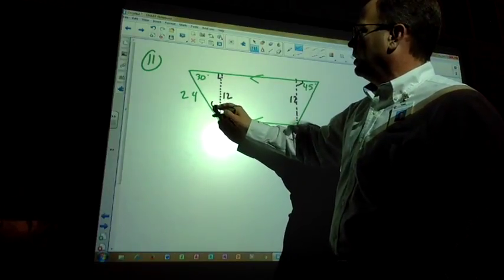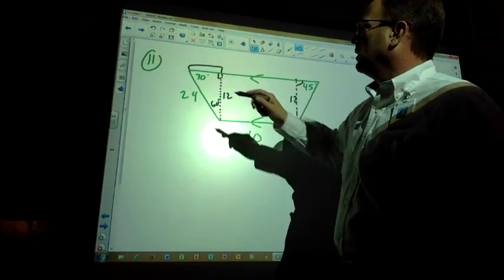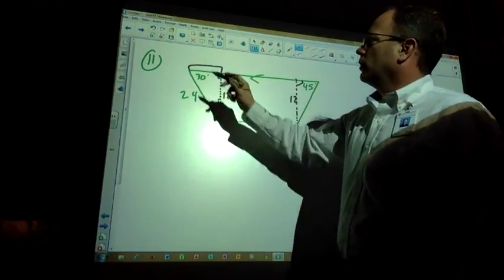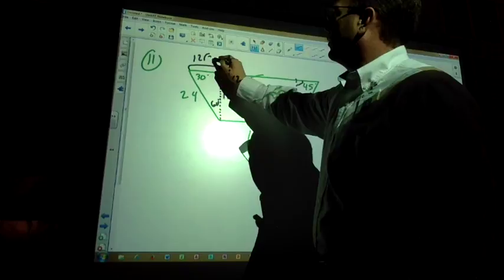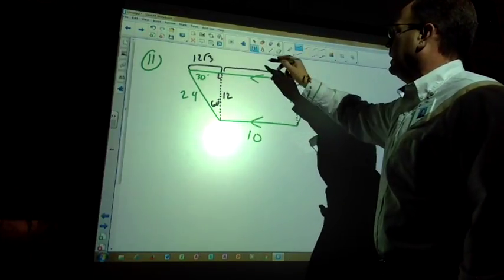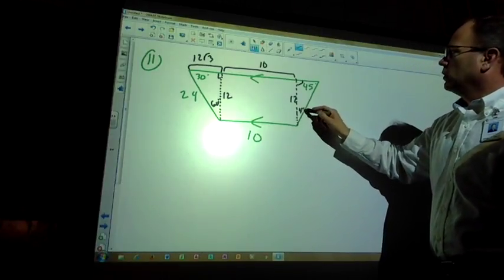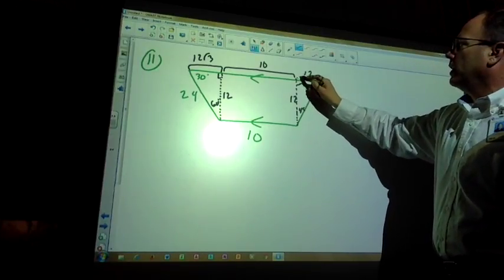So this has to be a 60-degree angle down here then. So what would the side opposite be? 12 root 3? Good. And then this one, that's 10. So this distance we know is already 10. And that's a 45, 45, 90. So that also has to be 12 up here then.